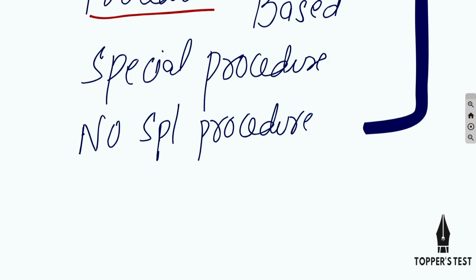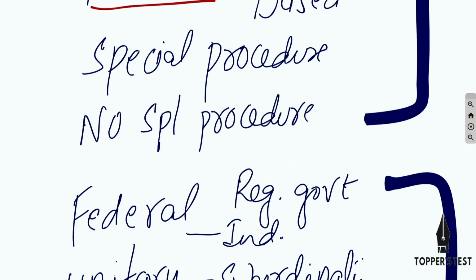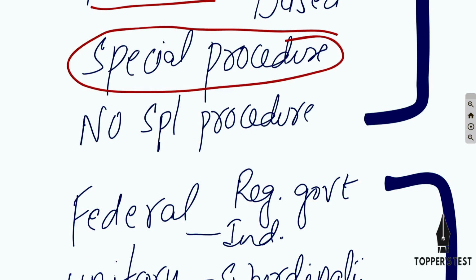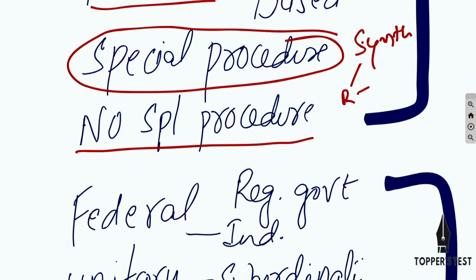So in rigid, it must have a special procedure, and in flexible there is no special procedure. The procedure will be equivalent to what is there for normal ordinary legislations. So India has a synthesis of both rigid and flexible.